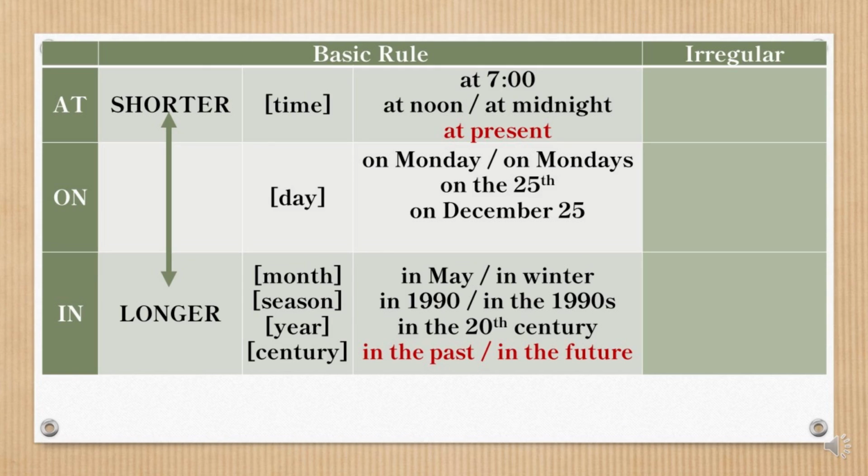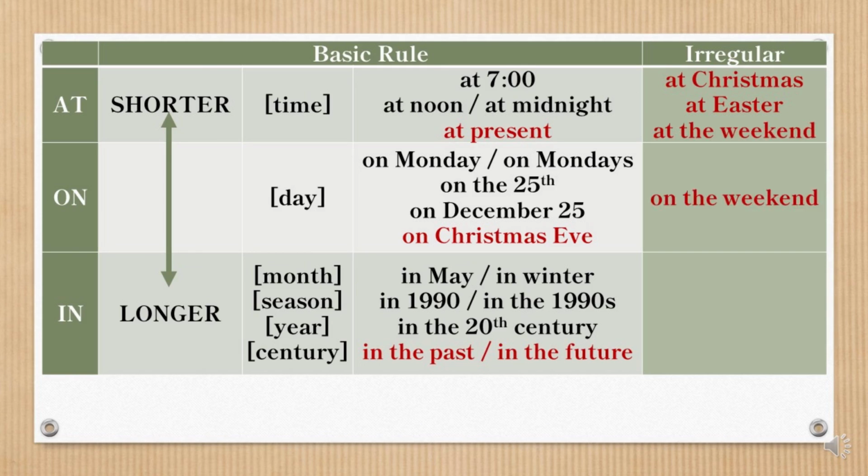Let's move to irregular patterns. Which preposition do you use for Christmas or Easter? At. You should say at Christmas, at Easter. And for Christmas Eve, on Christmas Eve. Which preposition do you use for weekend? At or on. You should say at the weekend, on the weekend.